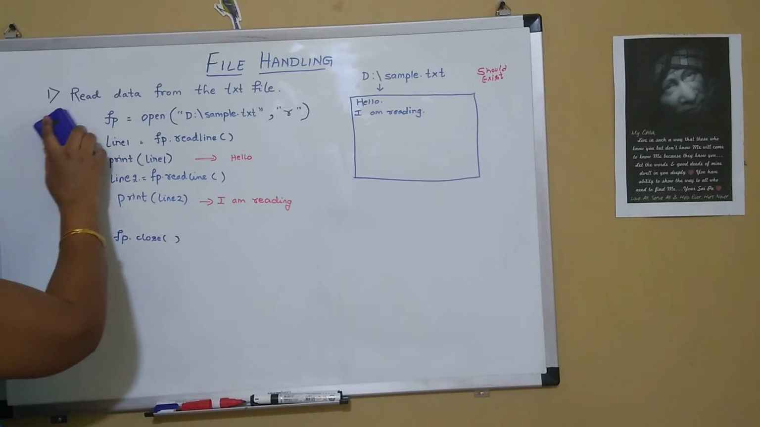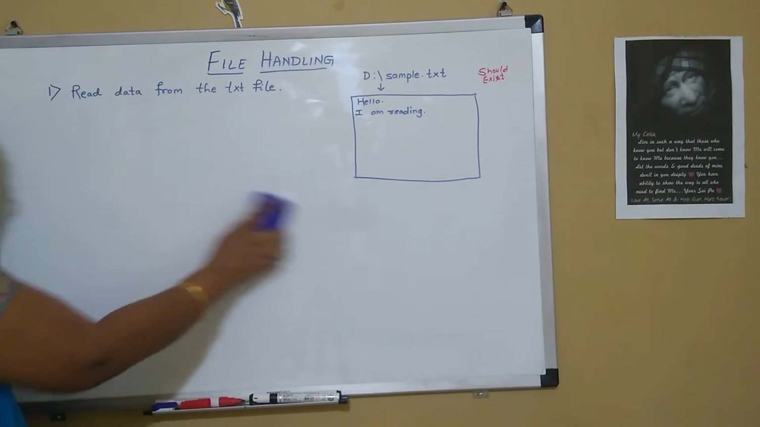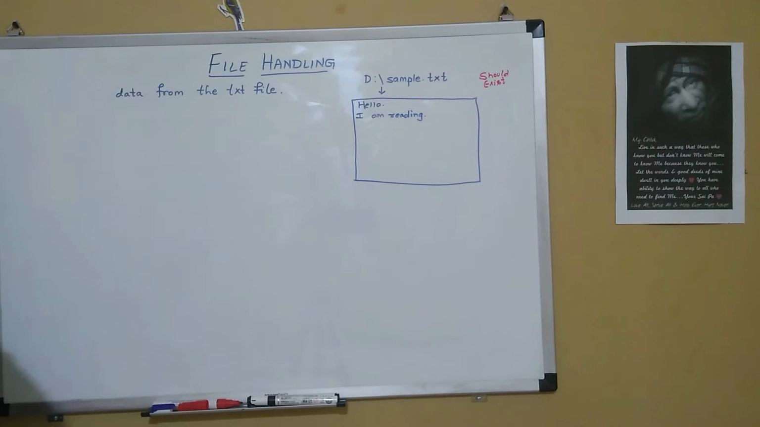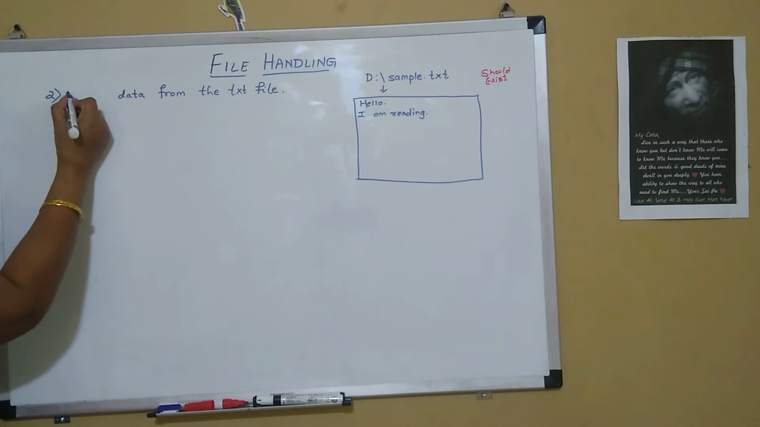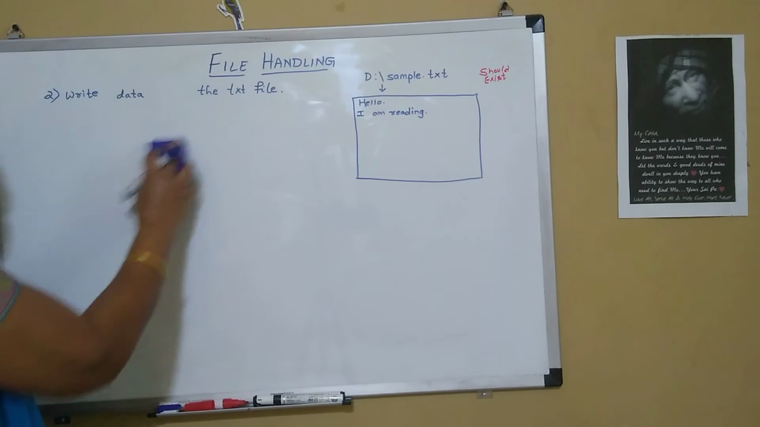So now we have seen how we read the data from the file. Next let's move on and see how we can write data into the file. So the second type is write data into the text file.